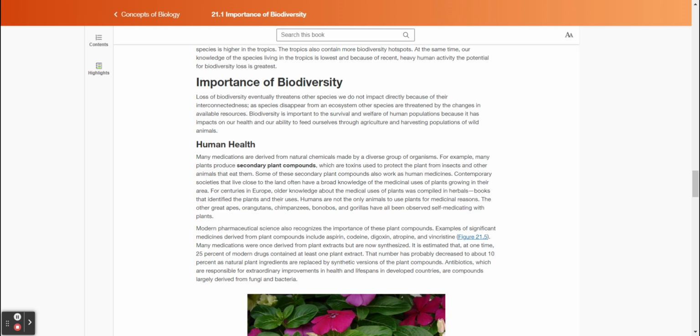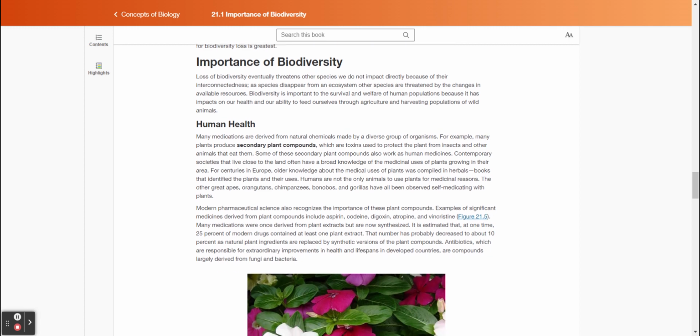Importance of biodiversity. Loss of biodiversity eventually threatens other species we do not impact directly because of their interconnectedness. As species disappear from an ecosystem, other species are threatened by the changes in available resources. Biodiversity is important to the survival and welfare of human populations because it has impacts on our health and our ability to feed ourselves through agriculture and harvesting populations of wild animals.